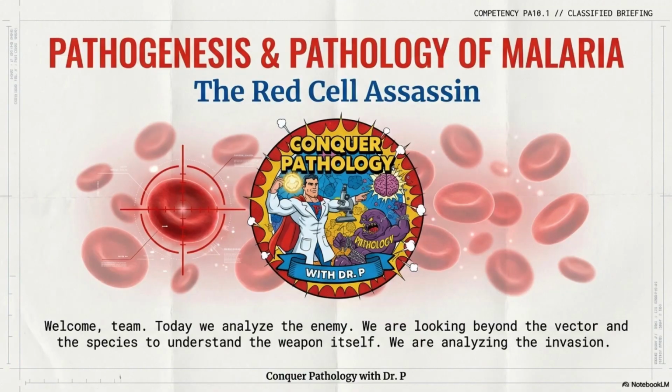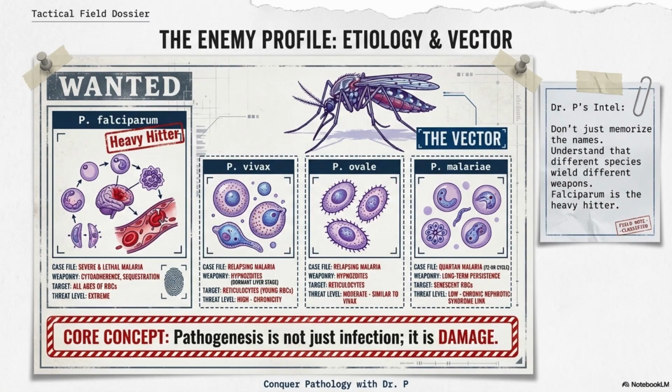Part 1. Pathogenesis and Pathology of Malaria. Let's analyze the enemy. We are looking beyond the vector and the species to understand the weapon itself. We are analyzing the invasion. Let's look at the enemy profile. Don't just memorize the names, understand that different species wield different weapons.